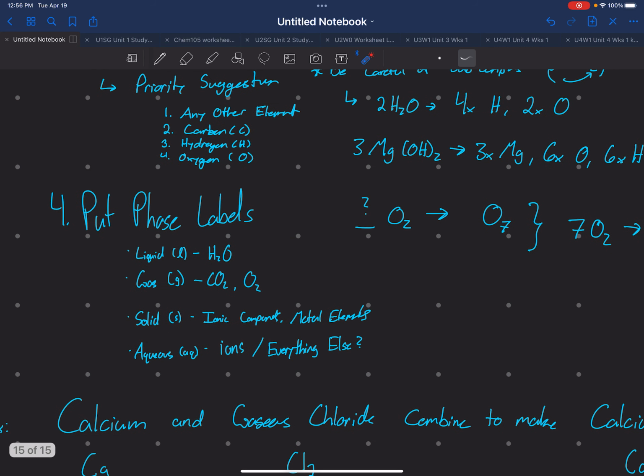Aqueous. This is usually my filler, dude. I just say it's everything else. So if it's an ion, like Na plus or Cl minus, it would be aqueous, because it can't exist normally. And usually everything else I'm not sure about, I just put as aqueous.